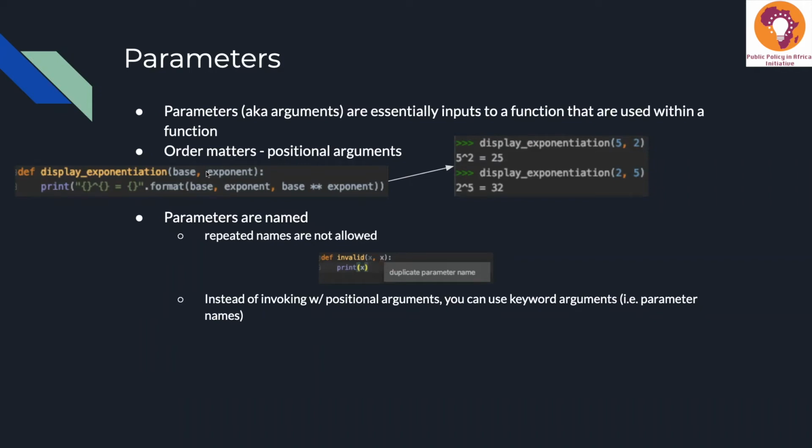Up here, this was a better name for parameters. I have base and exponent, because that's what I'm doing with my exponentiation function. I have a base and an exponent. So I gave them informative names, and they're not the same name. But in this case, just know you can't have two parameters with the same name. So they should always have different names.